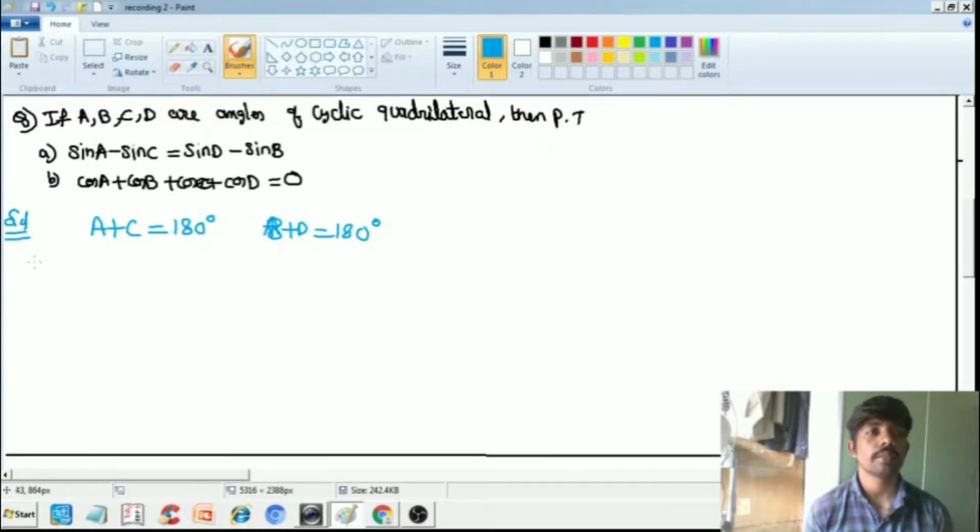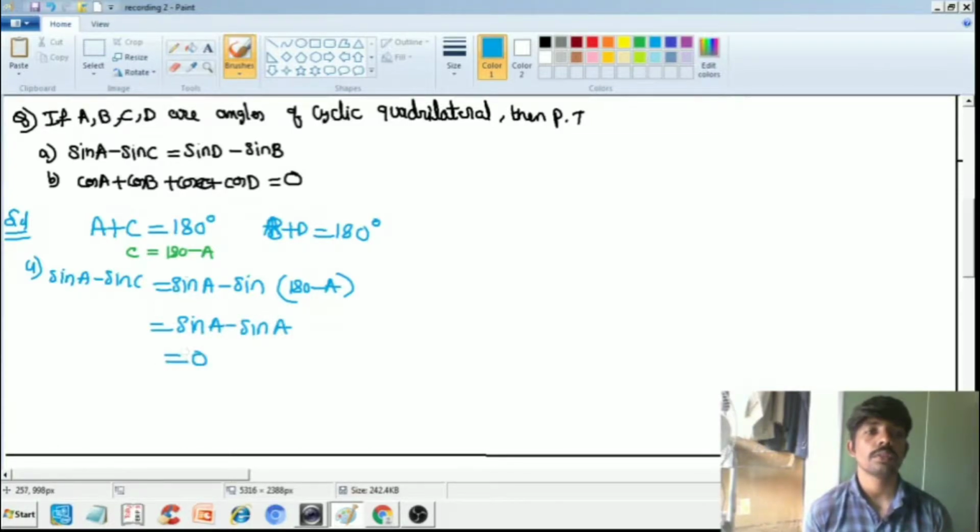I am considering sin A minus sin C. From this I can write C is equal to 180 minus A. So I am writing here sin A minus sin of 180 minus A. 180 minus theta comes into the second quadrant, where sin is positive, hence I can write sin A minus sin A is equal to 0.